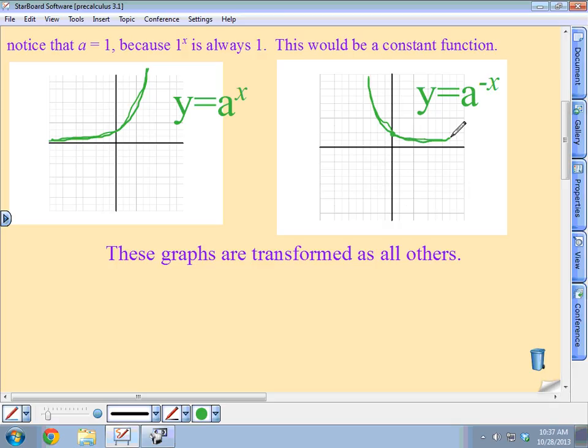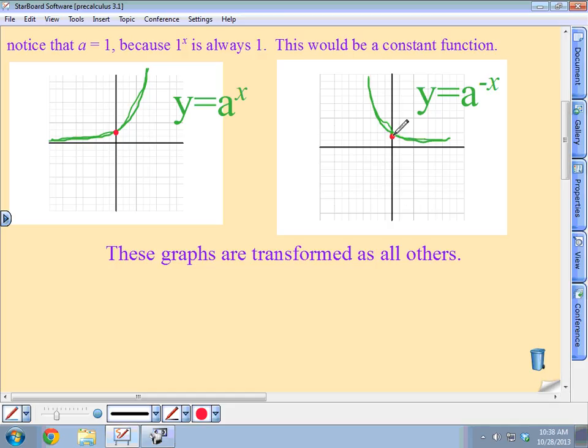And so all of these, though, notice have one point in common, and that's this point, 0, 1. And that's because if x is 0, it's just 1. Well, 1 to anything is going to be 1. It could be 1 to the 1 million.